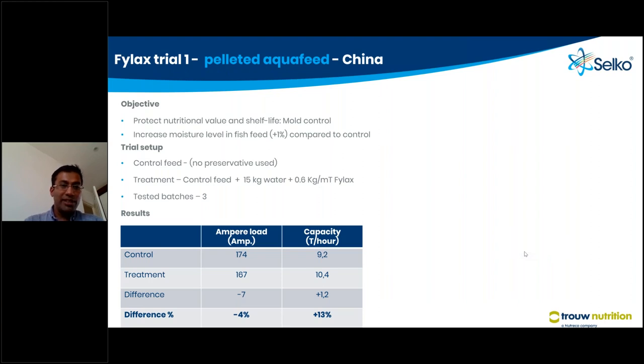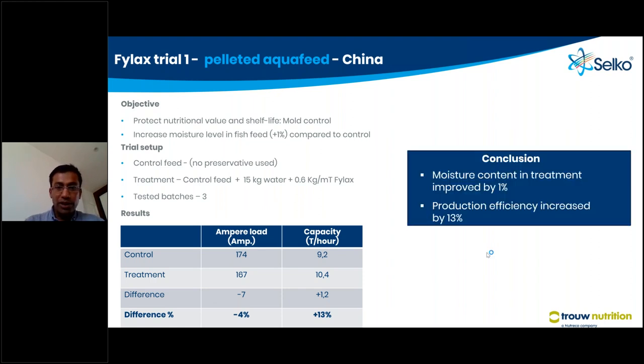This is trial 1, where we tested pelleted aqua feed. It was done in China in one of the big facilities, where we tested 2 groups. We didn't add any preservation in the control feed, and in the treatment we added 15 kilos of water and then 0.6 kilogram of Phylax Forte HC. And then what we observed is the production parameters. What we clearly see is the moisture content in the final product improved by 1%, and also the production efficiency increased by 13%. That means the throughput has increased by 13%.